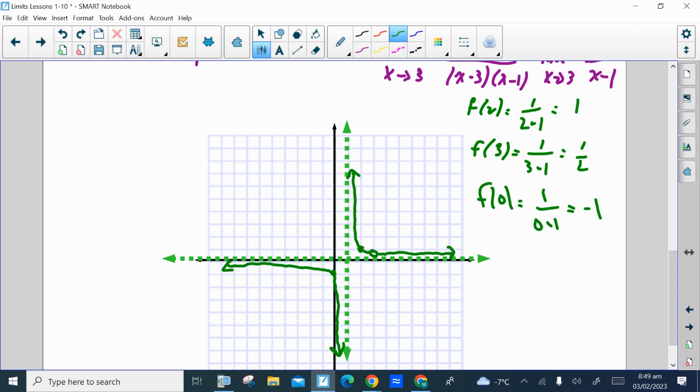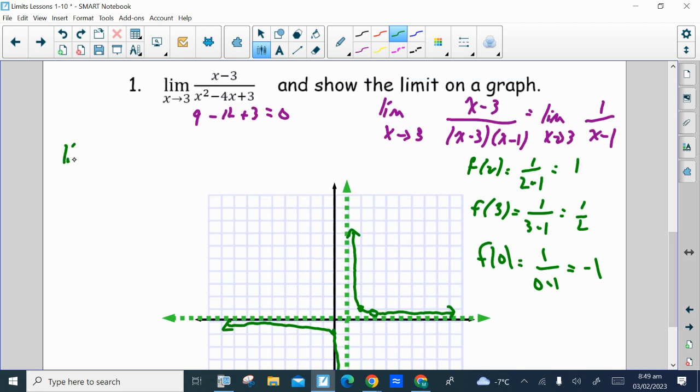However, we were wanting to find the value of this limit. And we can see that the limit as x approaches 3, this graph will approach that point of discontinuity, which we found to be positive 1/2. So that is the value of that limit. That is the answer to this. The limit as x approaches 3 of (x minus 3) over (x squared minus 4x plus 3) is positive 1/2. Because that's where the point of discontinuity is. It is the point (3, 1/2).